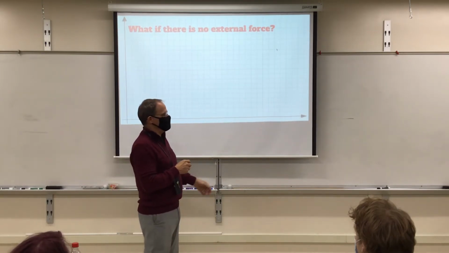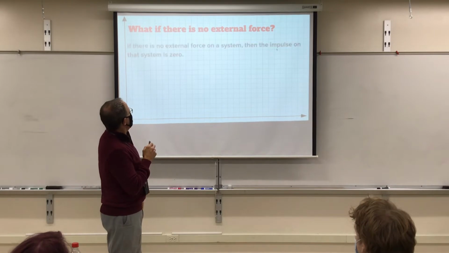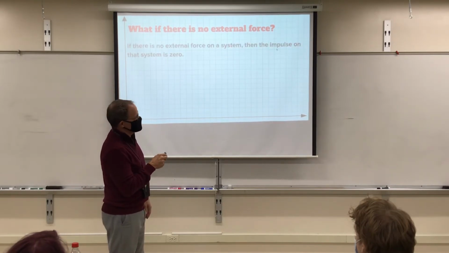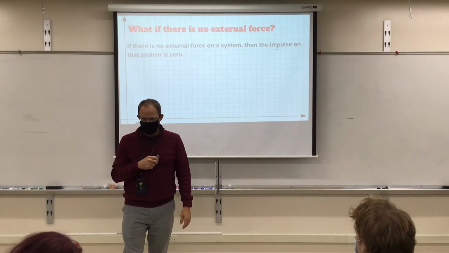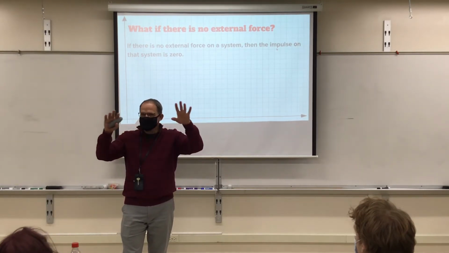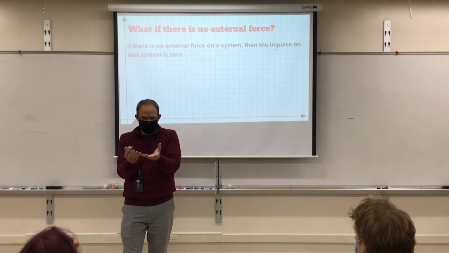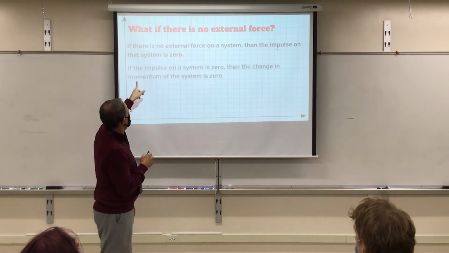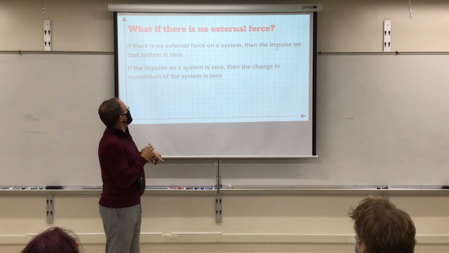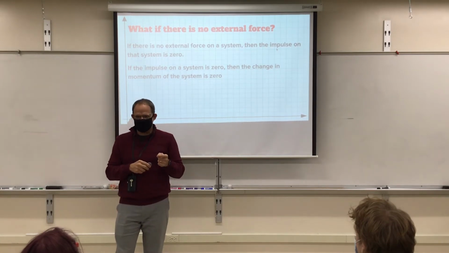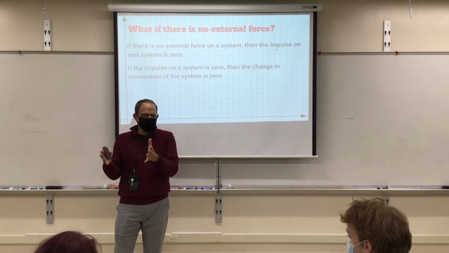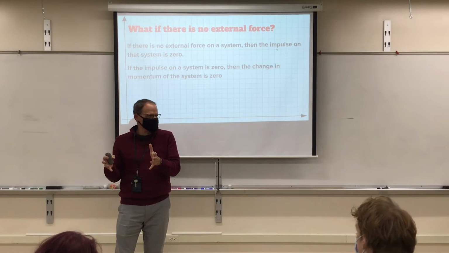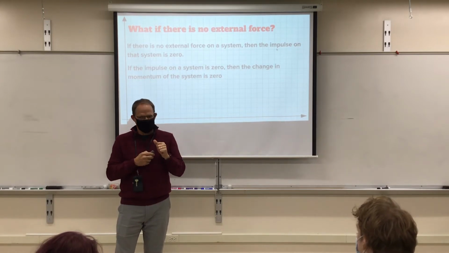So here's what we can learn from that. If there's no external force on a system, then the impulse on the system is 0. Okay? So the system is the two cars together. If the impulse on a system is 0, then the momentum of the system cannot change, because the big idea is that the impulse equals the change in momentum. If there's no impulse, no external forces on a system, the momentum of the system cannot change.